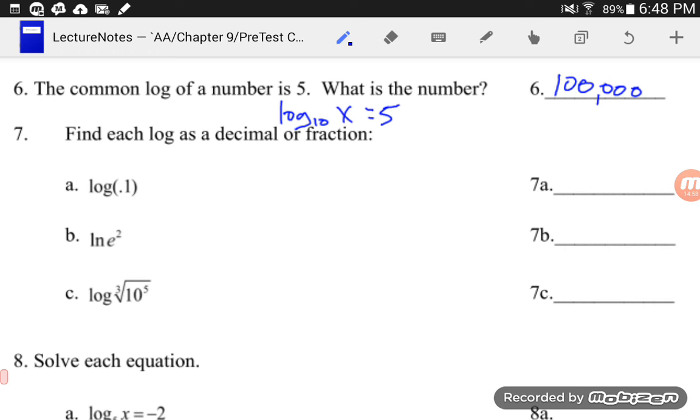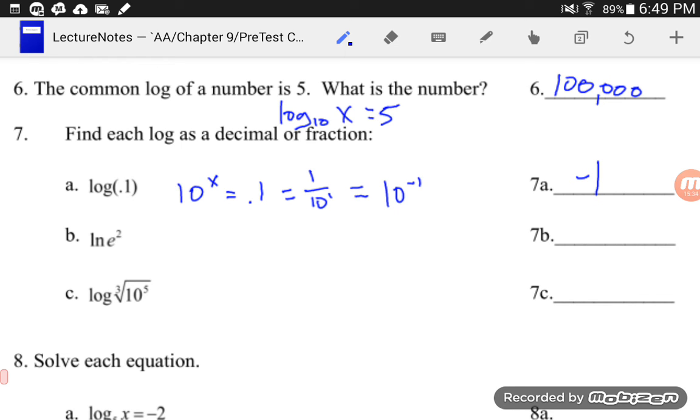Let's find each of these as a decimal or a fraction. Well, this is log without a base down there. That means it's log base 10. So 10 to what power equals 0.1? Or I could say equals 1/10. And I know that if it's 10 to the negative 1 power, that would be 1 over 10 to the first. So that equals 10 to the negative 1. So basically x equals negative 1.